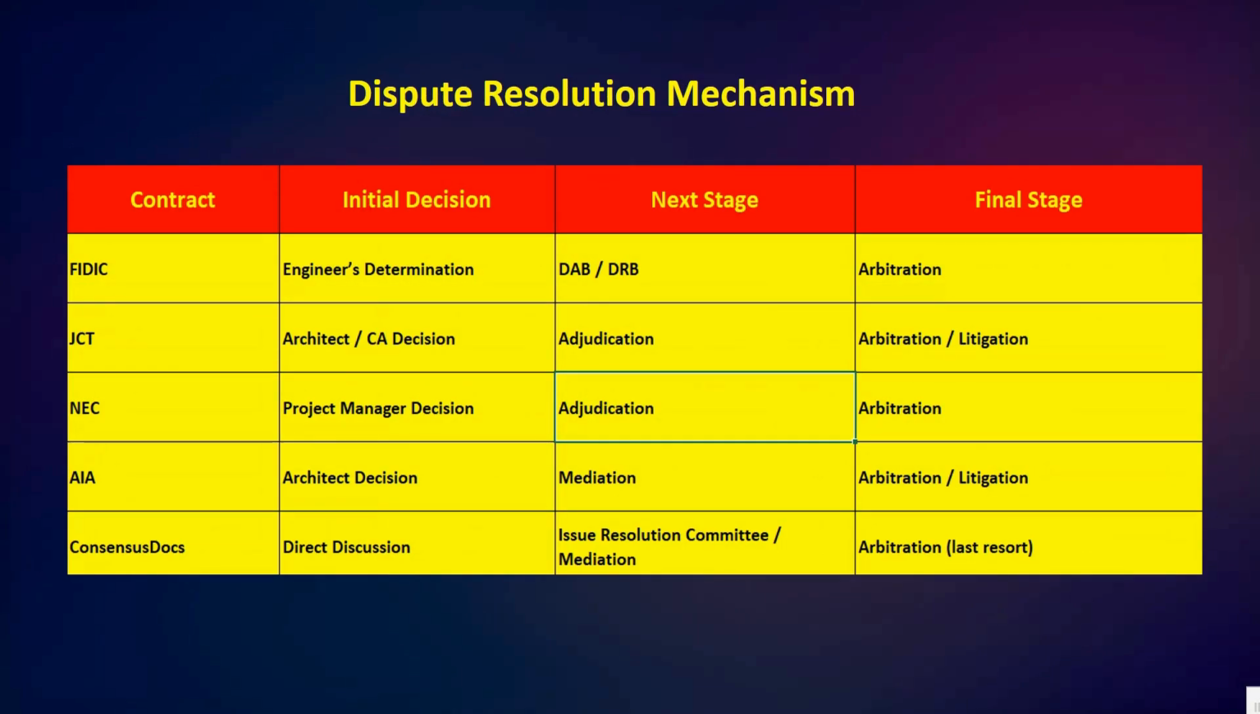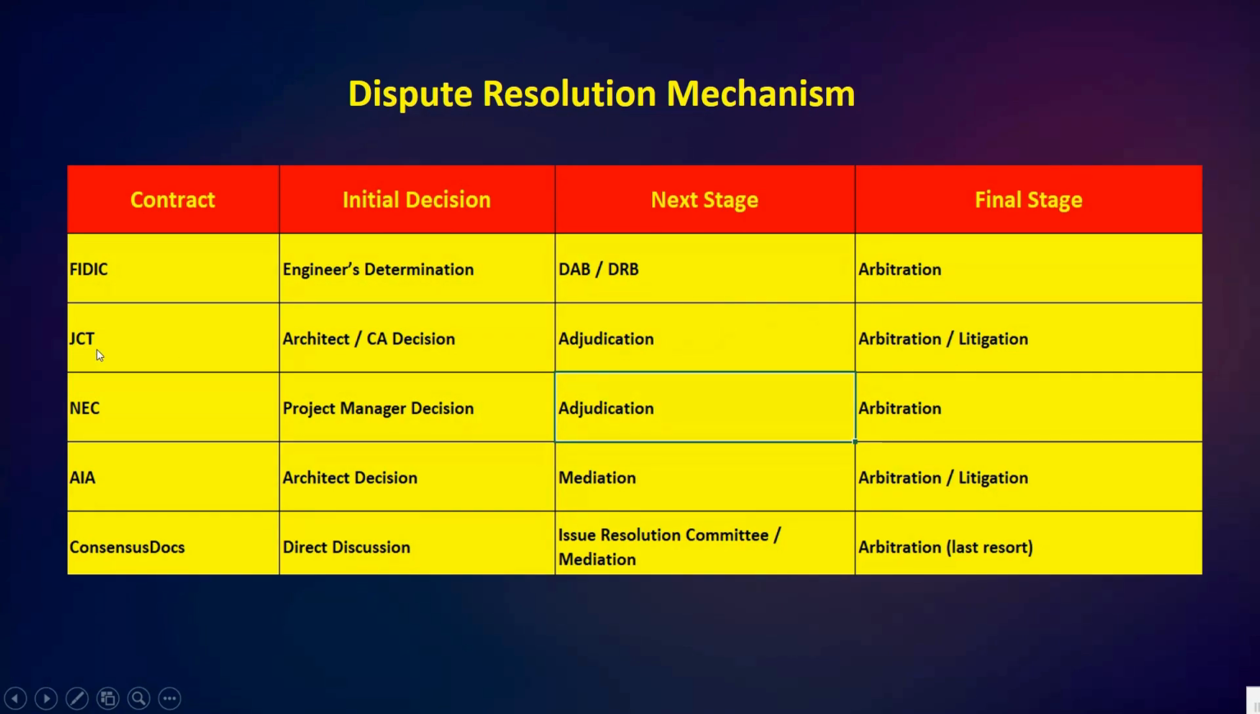So I hope notice and record keeping is clear. Okay, so next we have the dispute resolution mechanism. When disputes arise, each form follows its own structured path. First, let's discuss FIDIC. FIDIC starts with the engineer's determination. As you can see, initial decision, engineer's determination, and then it moves to the dispute adjudication board or dispute review board, and finally to arbitration.